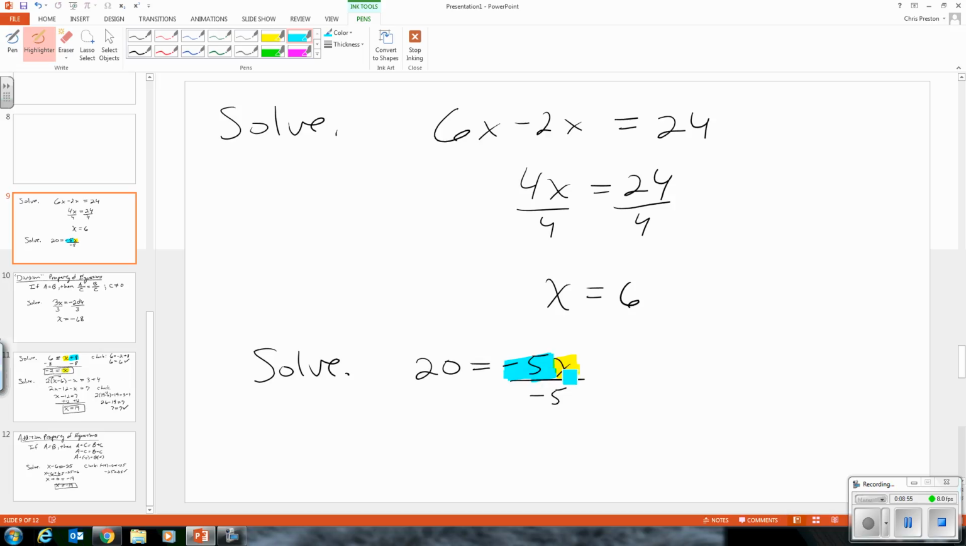So since they're touching, the way to get rid of that is to divide. Since they're multiplying, the opposite of multiplying is dividing. I'm going to divide both sides by negative 5. And then that's going to give me x equals 20 divided by negative 5, which is negative 4. So always start with the side where your variable is.